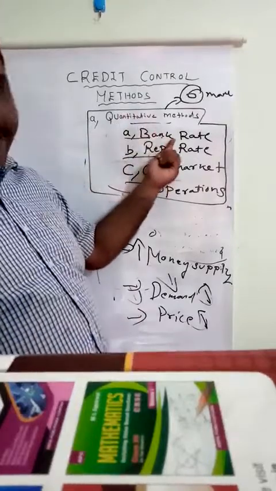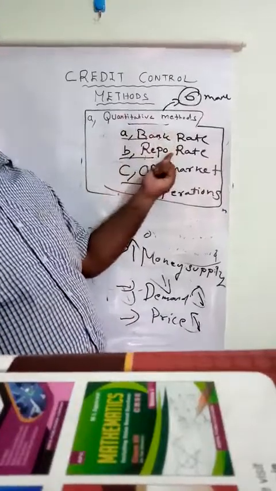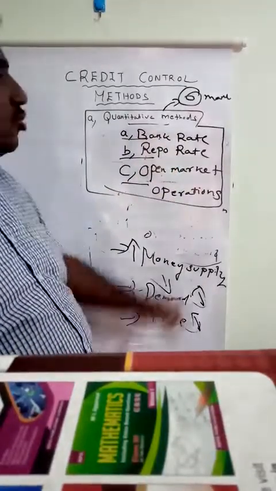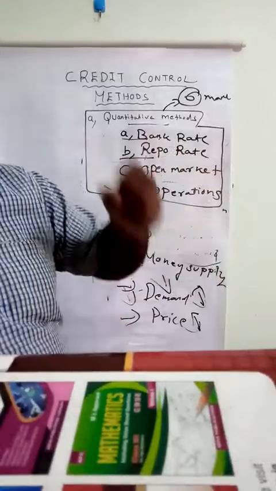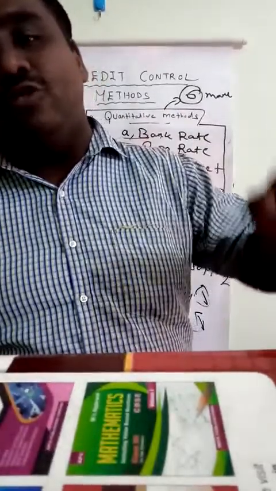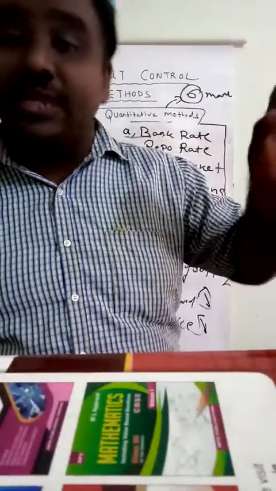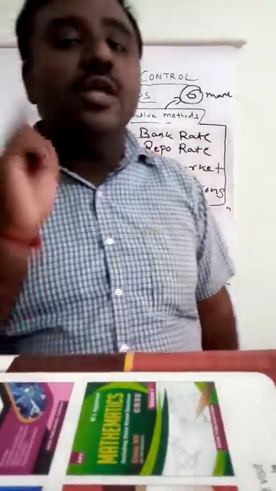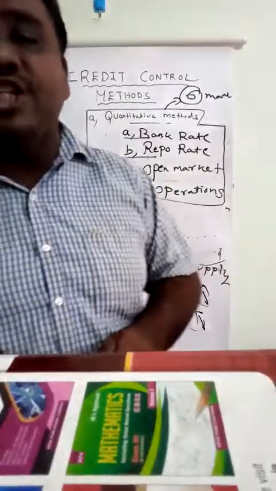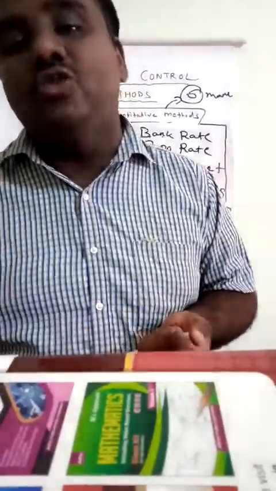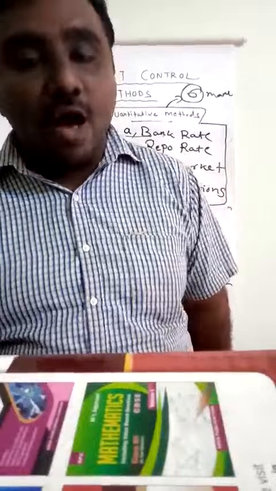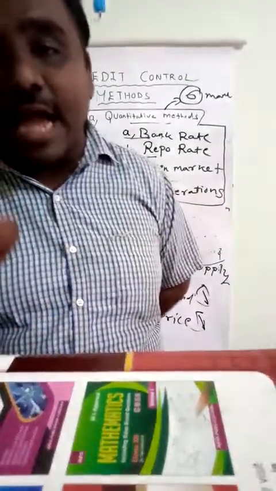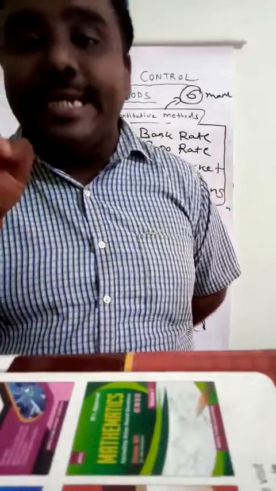You have to explain the bank rate, the repo rate, and the open market operation in detail, and you have to tell what happens to the bank rate at the time of inflation, whether the bank rate will increase or decrease. For 1 mark also they will sometimes ask, at the time of inflation the central bank will what the bank rate. You have to write increase or decrease. So at the time of inflation the central bank increases the bank rate. At the time of deflation the central bank will decrease the bank rate.